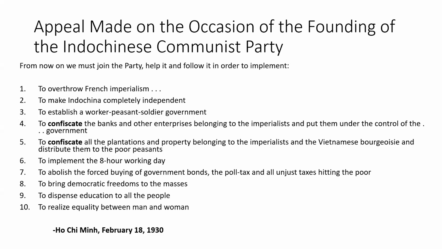Okay, go to number 6. We're going to try and help out the people of Vietnam. We're going to have an 8-hour workday. We're going to let there be more democratic freedoms. They can vote on their leaders. And then 9 and 10. Communism promises that resources will be spent on education, and there will be official equality of men and women.